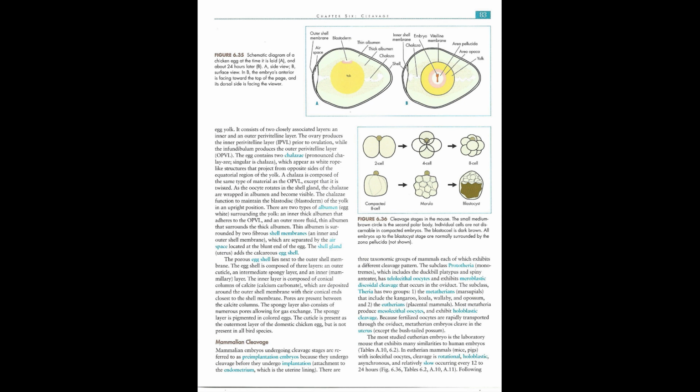Mammalian cleavage. Mammalian embryos undergoing cleavage stages are referred to as pre-implantation embryos because they undergo cleavage before they undergo implantation, attachment to the endometrium, which is the uterine lining.